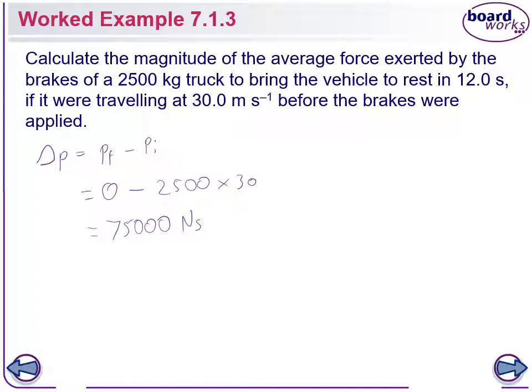Oh, now that should be negative. Now what does that negative mean? Other direction, yeah. So if we're traveling in one direction, the impulse is acting in the opposite direction. Okay, the momentum is slowing us down.